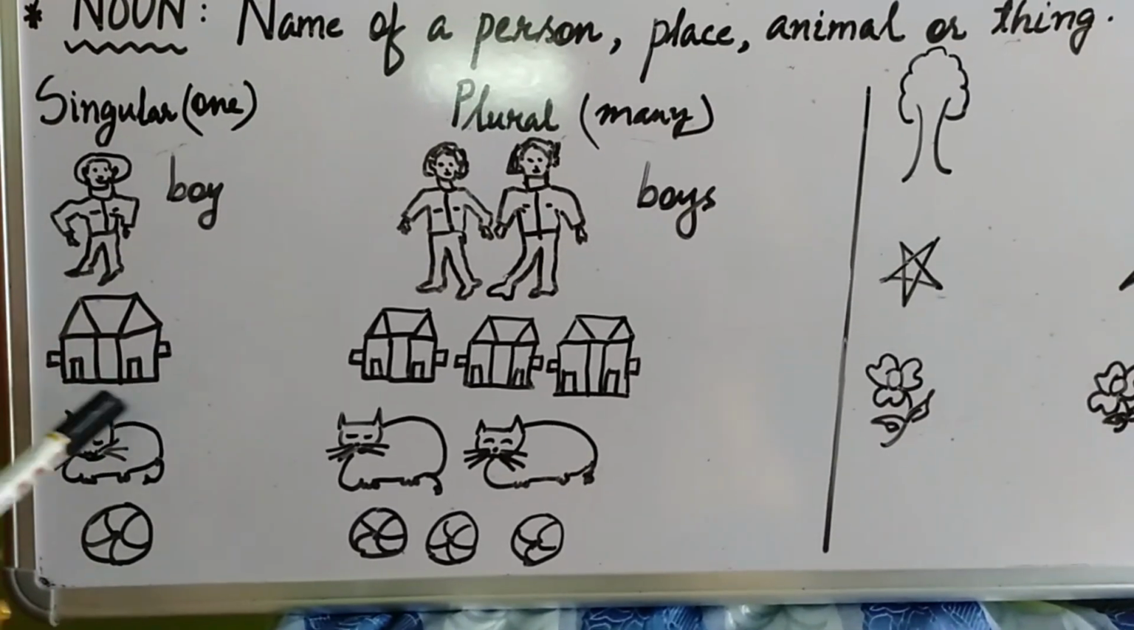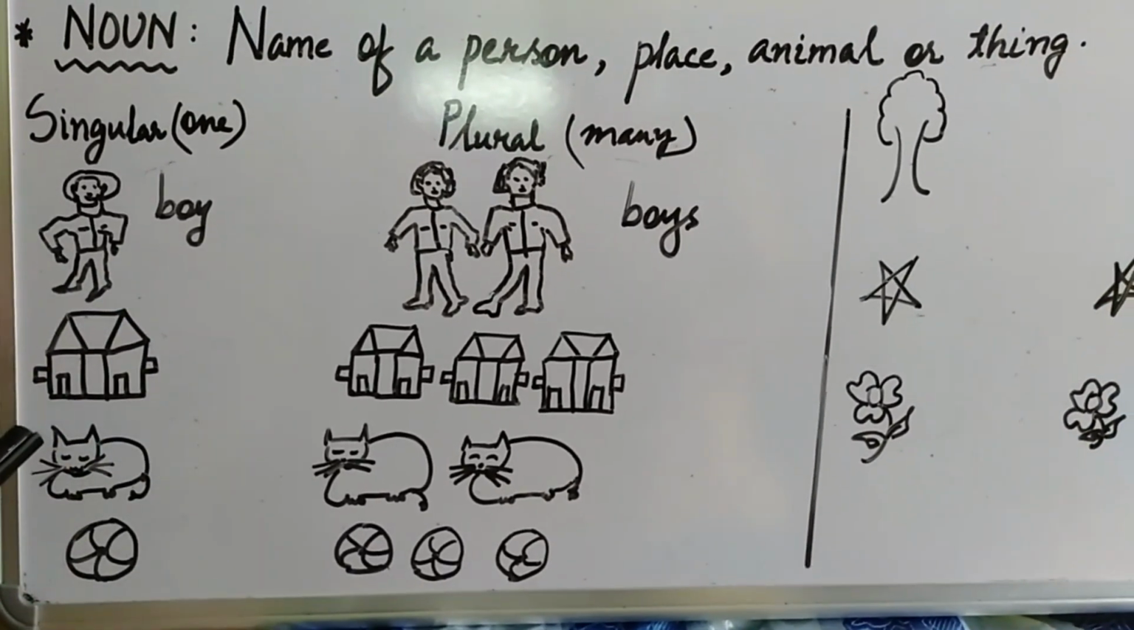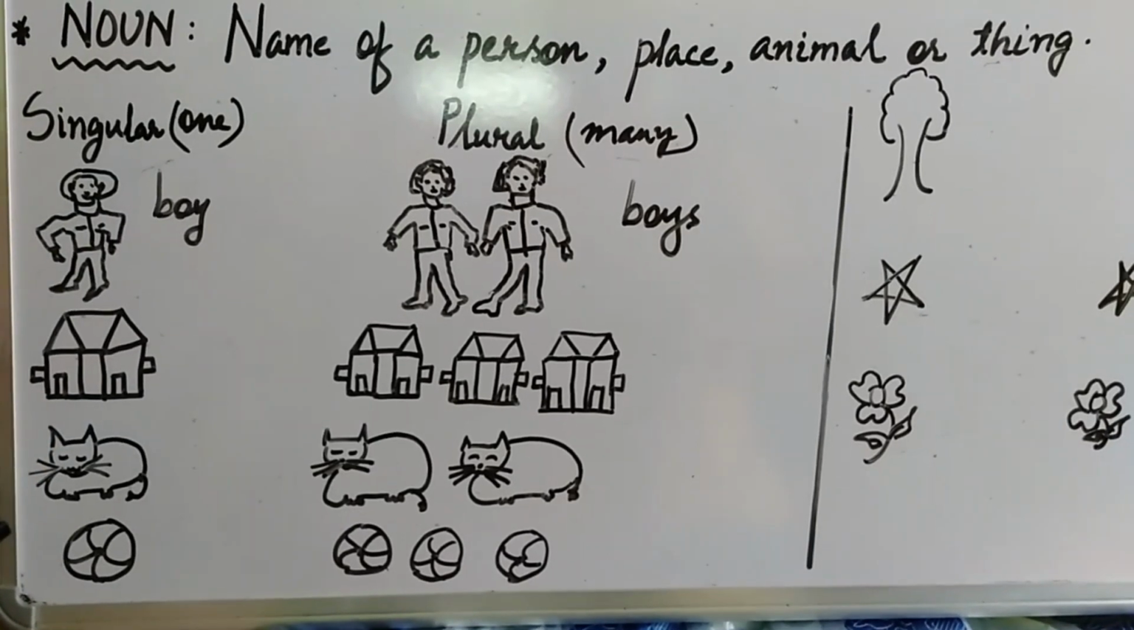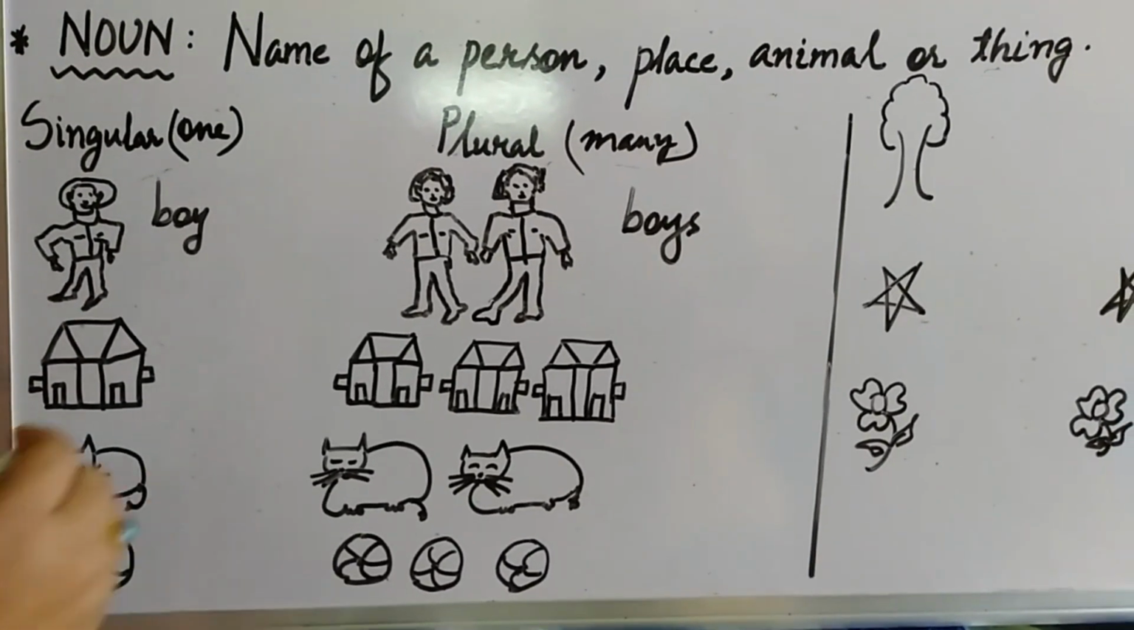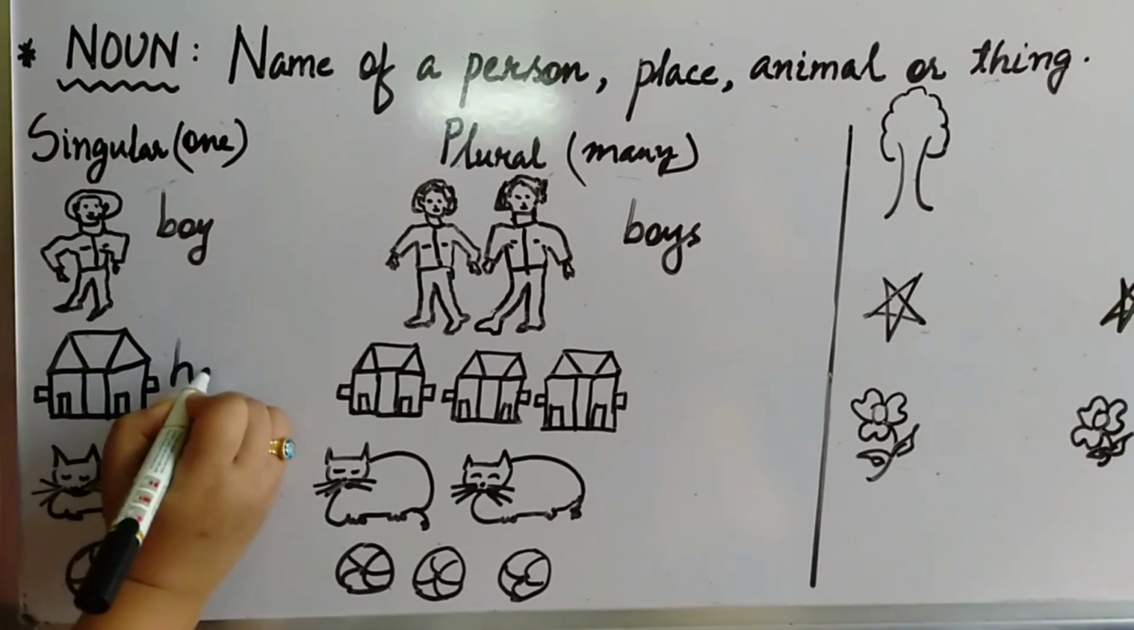Can we see the next one? What is it? It is a house. Is it singular or plural? Since there is only one on this side, it is singular. So we call it house.